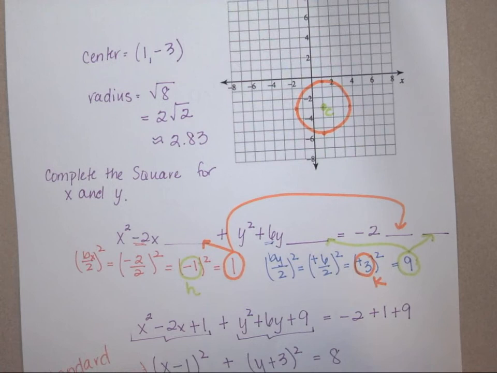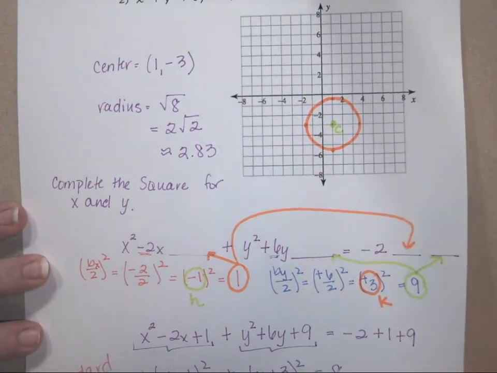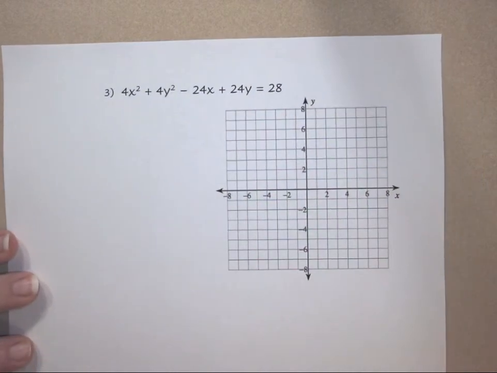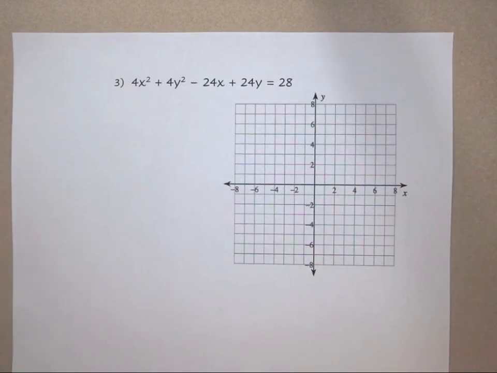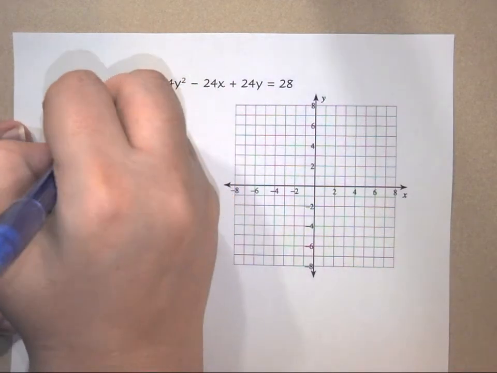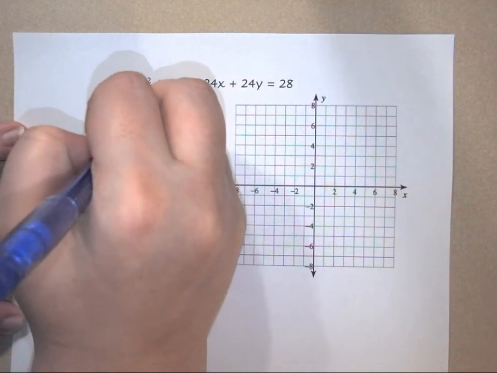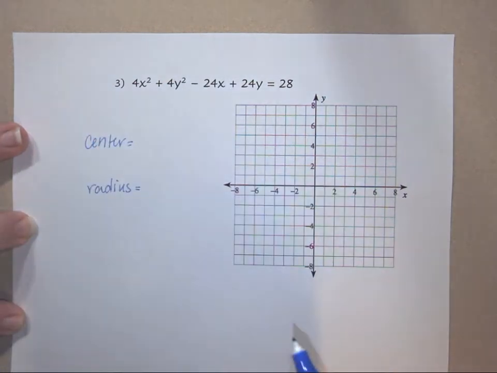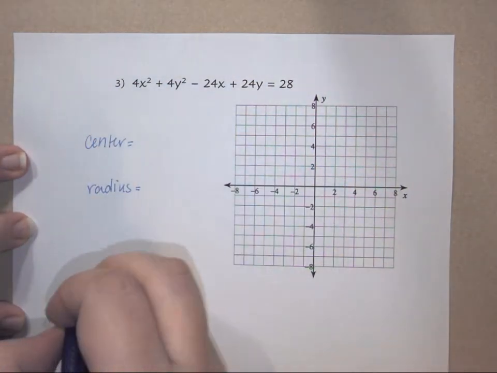Alright, now what happens, last example, if I'm given an equation like this one where I have coefficients attached to my x terms? Well, when that happens, it's the same as if I didn't, only here I have to divide it out. So I still have to complete the square. I still need to find my center and my radius.